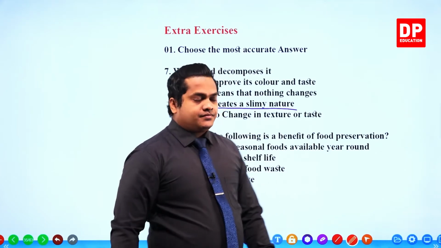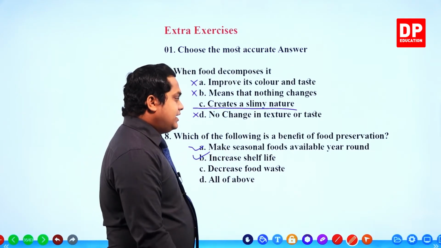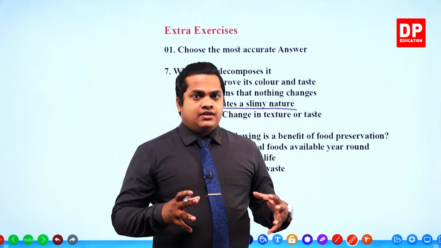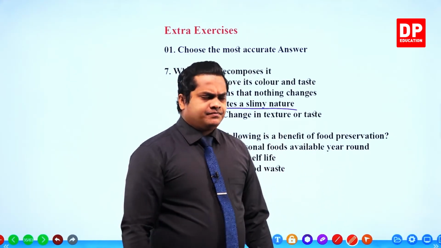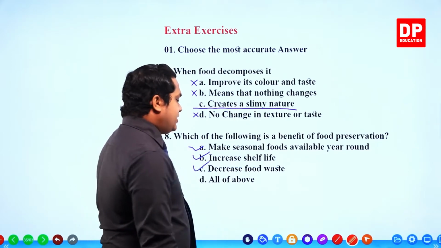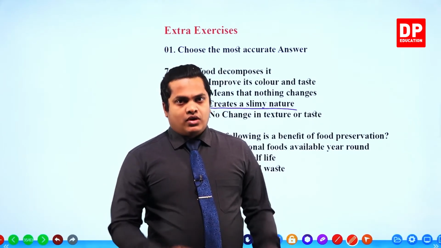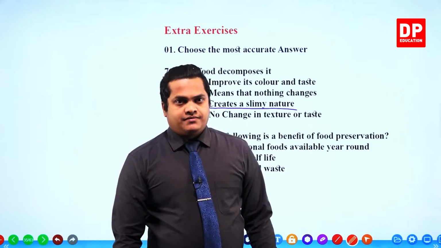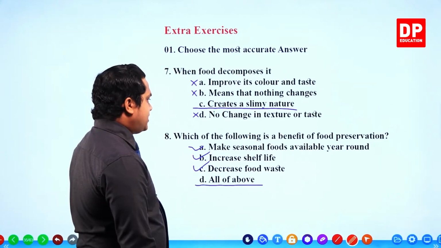So it is correct. Next one, increase shelf life. We discussed that in the earlier question also. That's absolutely correct. Increasing shelf life means the time period that we can consume the given type of food can be increased. So it is correct. Number three, decrease food waste. That is also correct. When you are preserving food, we can use it for a longer time period, which helps to avoid wastage. So my dear children, all of these things are correct.